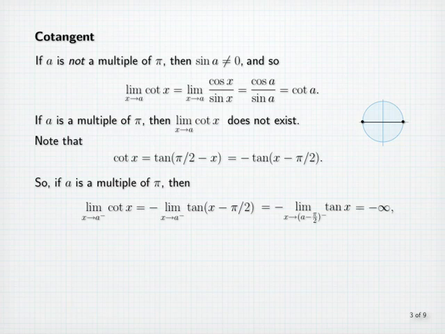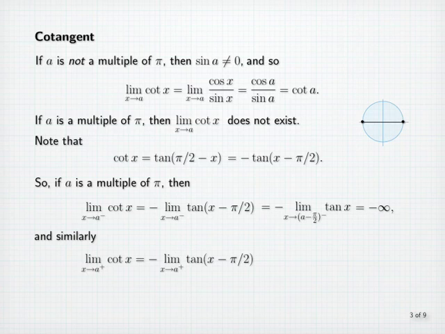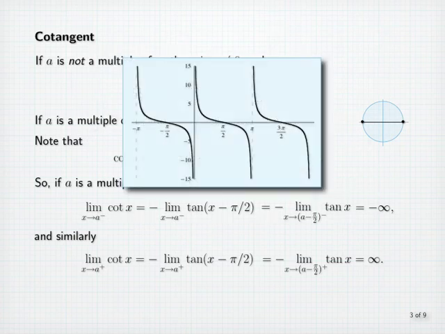And we have just learned that that limit is plus infinity, therefore the limit as x approaches a from the left of cotangent x is minus infinity. And similarly, the limit as x approaches a from the right of cotangent x is equal to minus the limit as x approaches a from the right of tangent of x minus pi over 2, which equals minus the limit as x approaches a minus pi over 2 from the right of tangent x. That limit is minus infinity, so the limit as x approaches a from the right of cotangent x is plus infinity. Here's the graph of the cotangent function. Notice that at every multiple of pi, the limit from the left is minus infinity, the limit from the right is plus infinity.